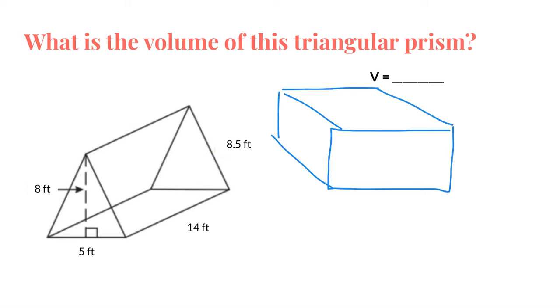How do you turn a rectangle into a triangle? Do you just cut it? You cut it in half. So if I cut my rectangular prism in half, it becomes a triangular prism.